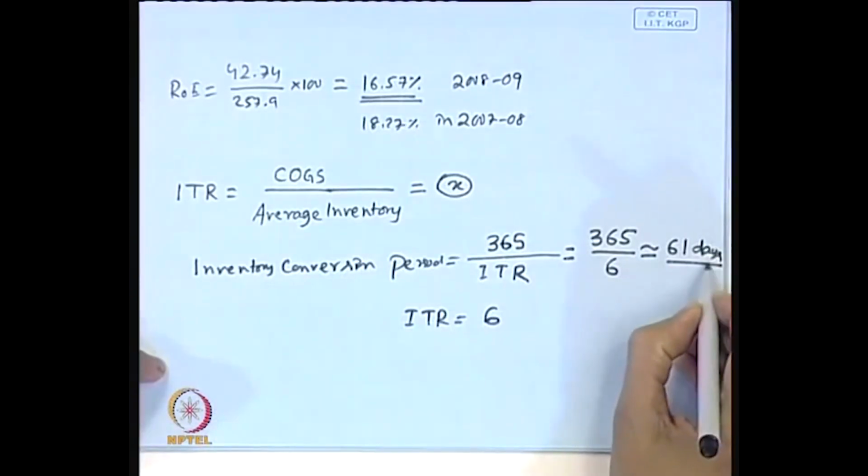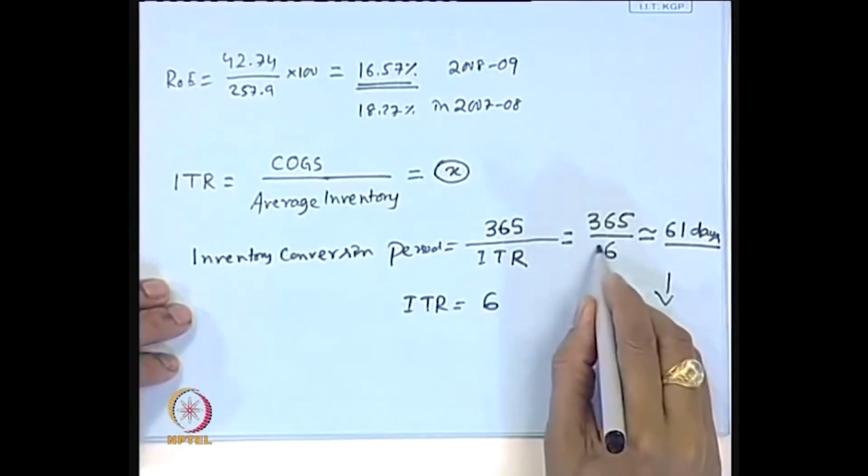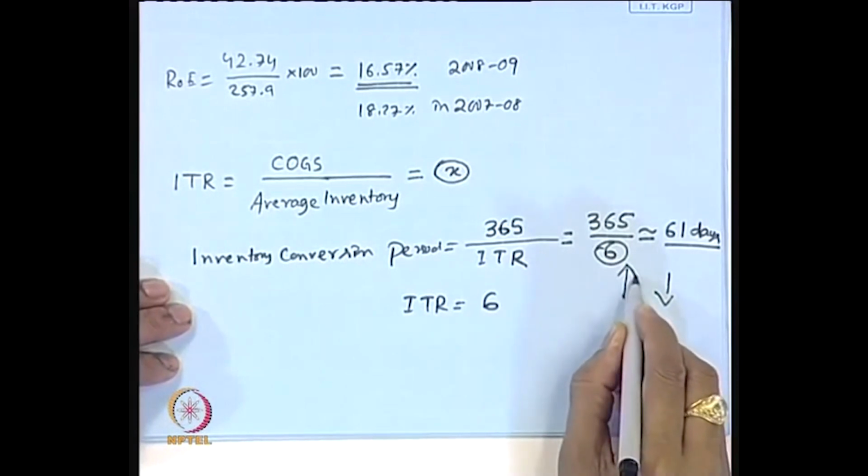So, in this case you can interpret that if this 61 days is less, it is always better. Instead of 61, if it has become, let us say, 50 in subsequent periods, that means on an average the inventory is held only for 50 days to convert, which was actually 61. So, the company should always like to reduce this inventory conversion period as much as possible. And this 61 days can come down over a period of time if the inventory turnover ratio actually goes up.